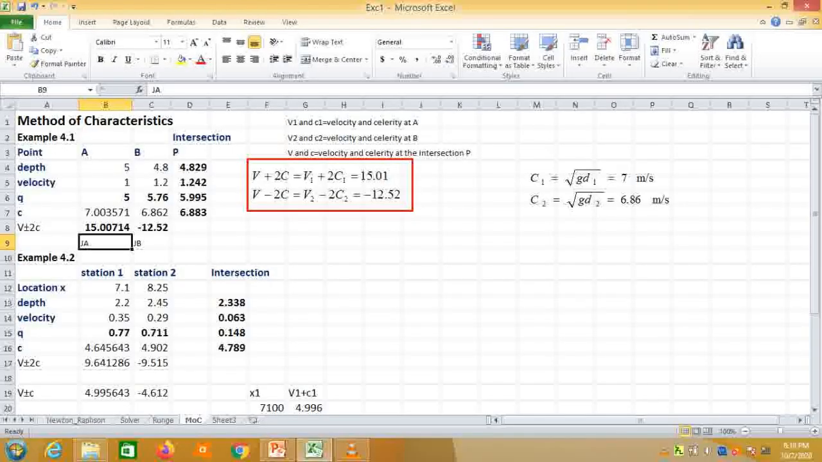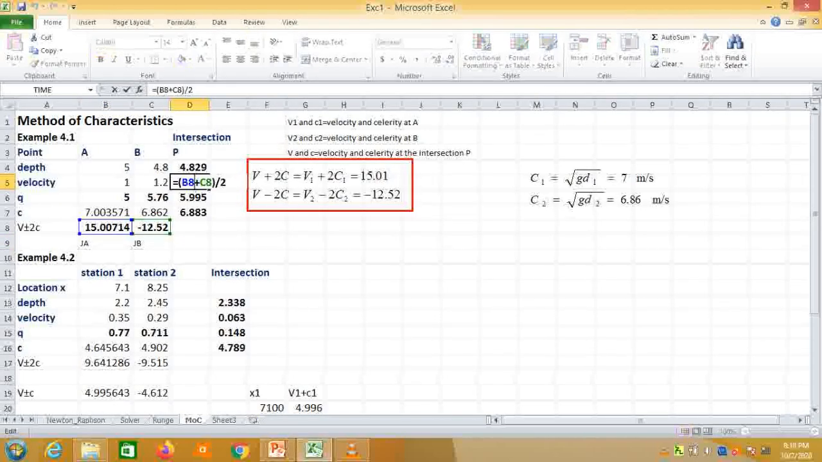If you simultaneously solve that, if you just add the two equations, then it is left with 2 times VP equal to 15 minus 12.52, then divided by 2. That should give you the velocity at the intersection, basically. So that is 1.242. Once you find the velocity at the intersection at P, then you can use either of these two equations to find CP.